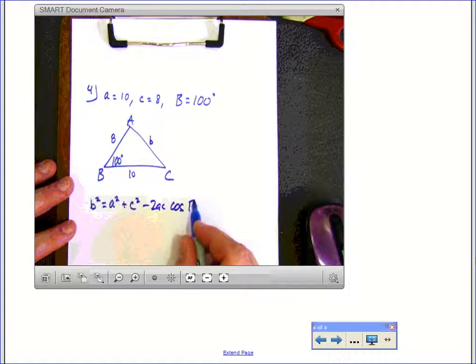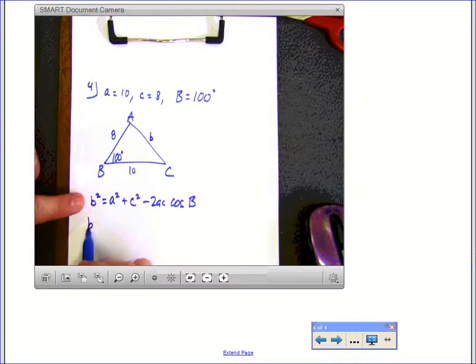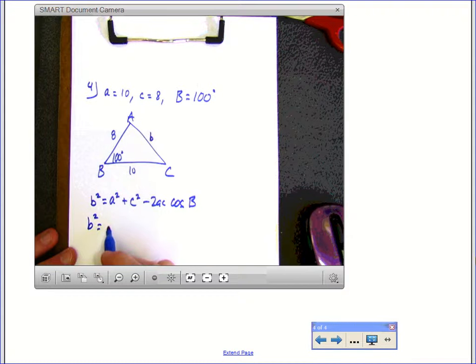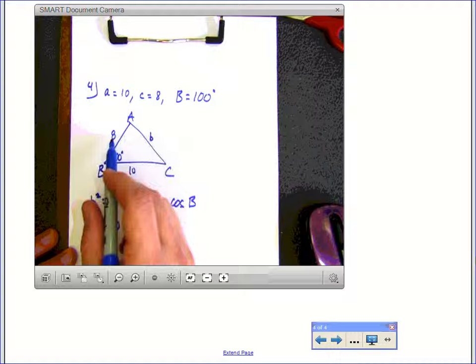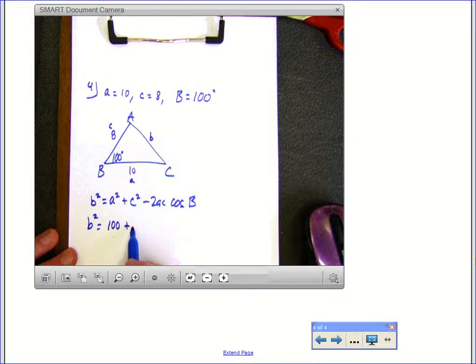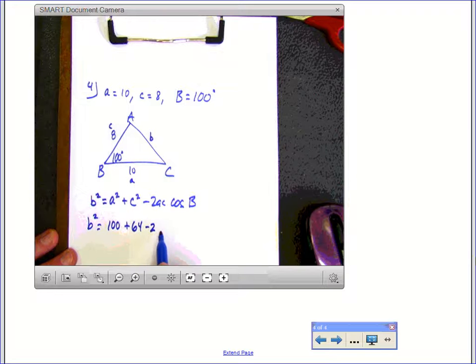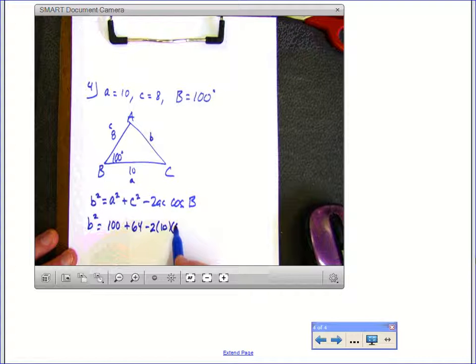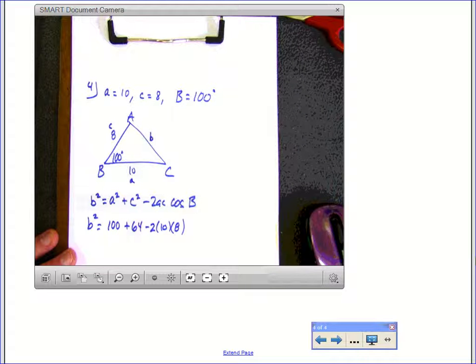Let's plug them in. We don't know what b squared is. a squared would be 100. c squared, there's my c, there's my a, would be 64, minus 2 times 10 times 8, because I'm looking for the b side.